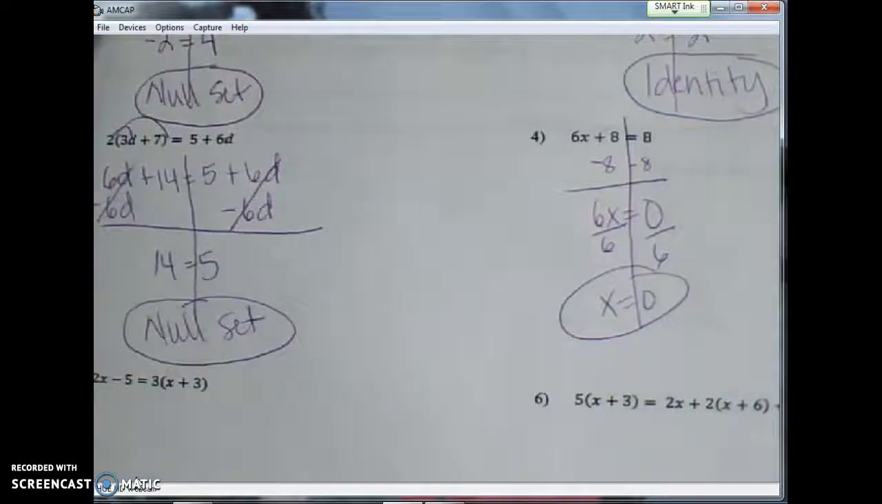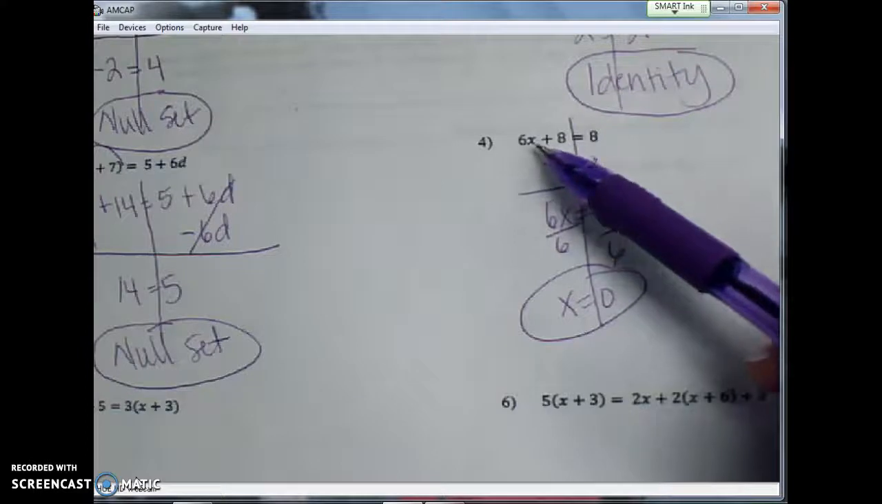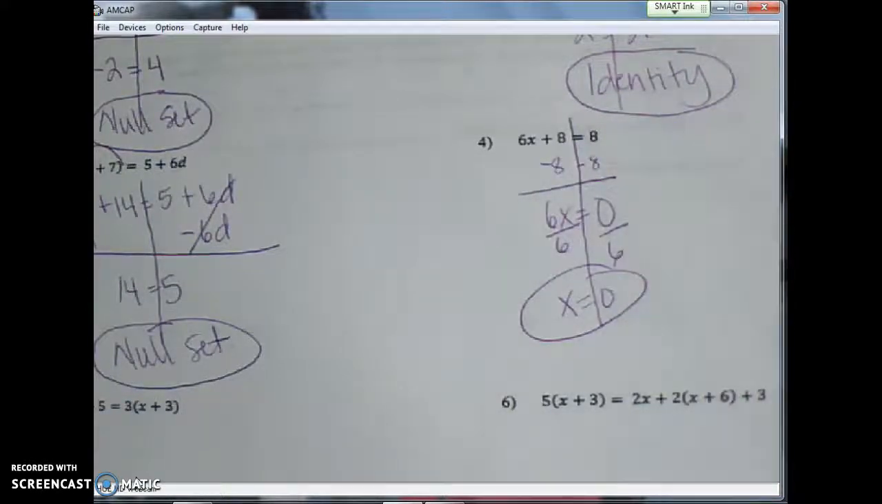0 can be an answer. You can have 0 as a solution. If I put in 6x plus 8 and I put 0 in, I'm going to get 0 plus 8, that equals 8. So I'm right.